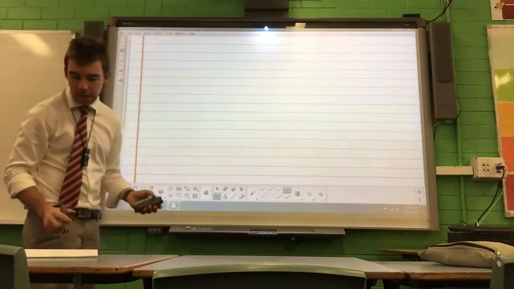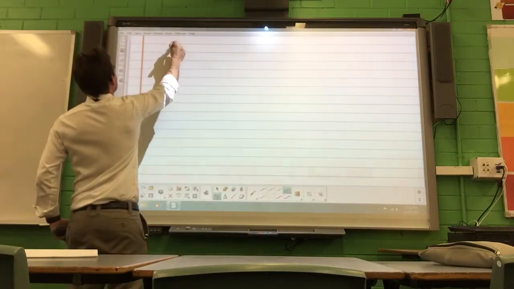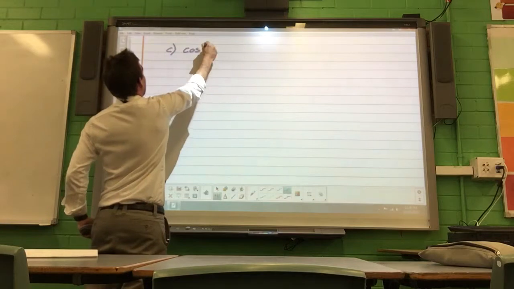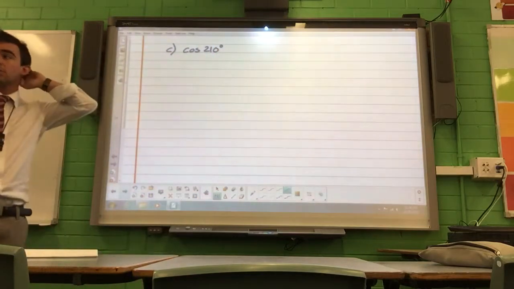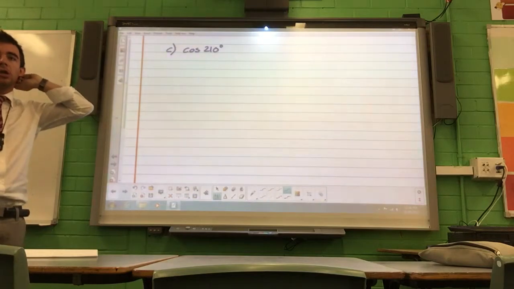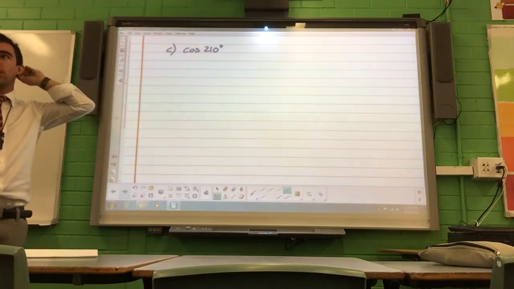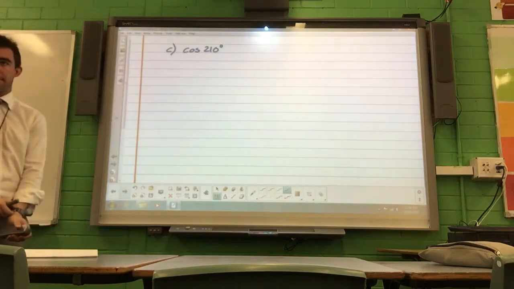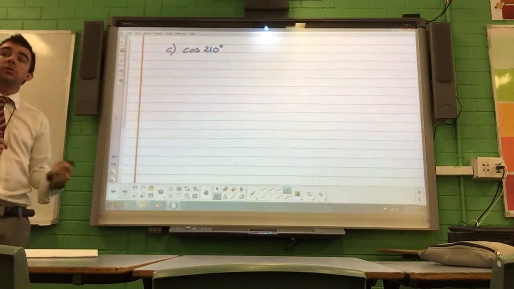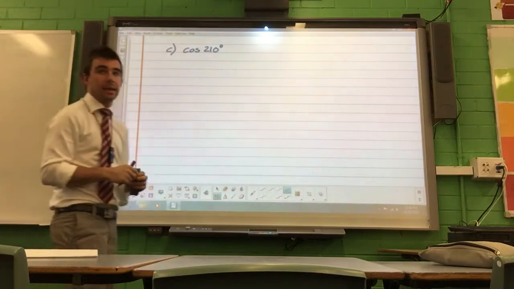Alright, C. Cos of 210 degrees. We need to write the exact value using your sine, cos and tan of 30, 45 and 60 to write the expression for cos of 210. Which quadrant is the angle of 210 in?